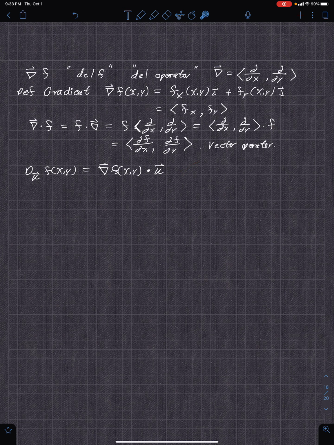So if you're going to remember something, this is what you remember: the directional derivative is you just take the gradient and you dot it with your direction. Always keep in mind that the magnitude of u is 1. It's a unit vector. All right, so let's look at this question.